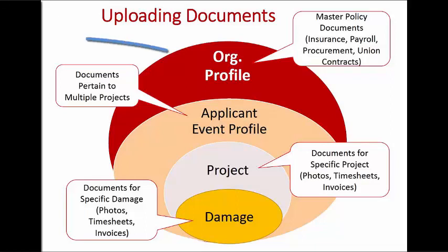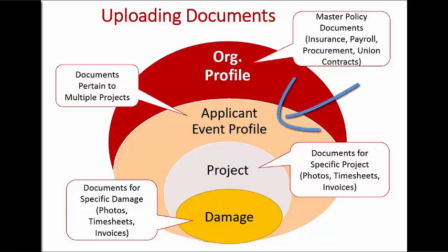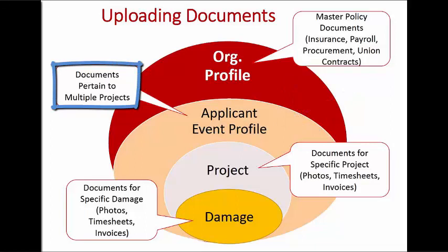The highest level of documentation, or the outermost layer of the onion, is the organization profile. This is for documents that may pertain to multiple events in different years, like your payroll policy. The next layer is the applicant event profile. Every time you submit a request for public assistance, you will get an applicant event profile in Grants Portal. Documents uploaded at this level should pertain to multiple projects.